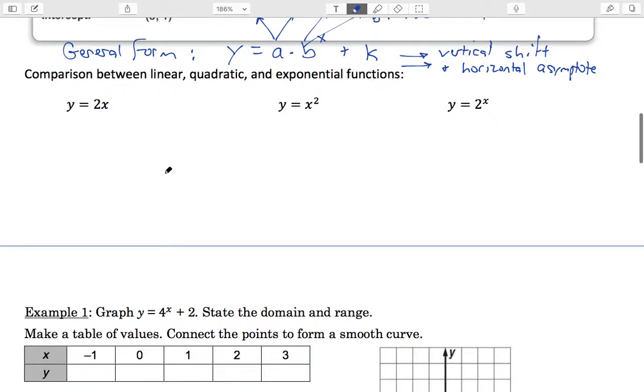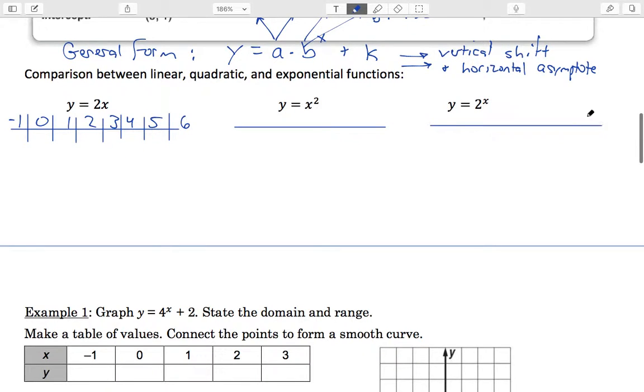Anyway, let's take a real quick look at this. If you compare things that you're familiar with, a linear function, a quadratic function, versus an exponential function, let's do it two ways here. Let's look at an XY chart, and then we'll see what the graph of it looks like. Let's go with a few numbers here like -1, 0, 1, 2, 3, 4, 5, 6. Let's see if I can fit that in for all of these.